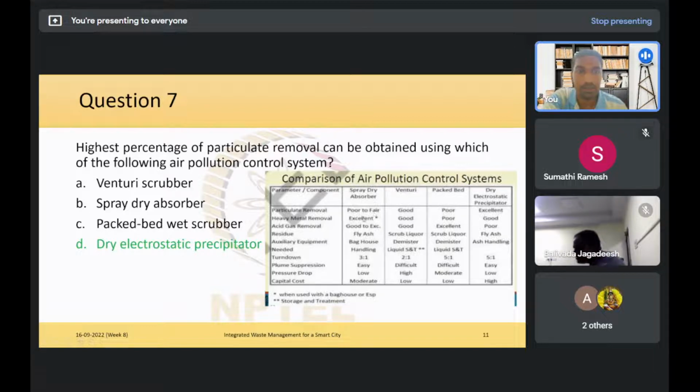And if you look at acid gas removal, in that case the packed bed, the wet scrubber, does better. So each of these is good at doing different things. When we are looking at particulate removal, it is the dry electrostatic precipitator. As we looked at in the previous question also, the electrostatic precipitator is used for particulate matter removal, whereas the scrubbers are generally used for acid gas removal and so on. So the correct option is option D.